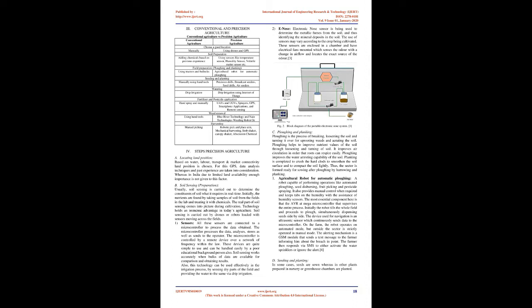2. E-nose. An electronic nose sensor is used to detect metallic fumes from the soil, and thus identify the mineral deposits in the soil. The use of sensors may vary according to the crop being cultivated. These sensors are enclosed in a chamber and have electrical fans mounted, which sense the odor with a change in airflow and locate the exact source of the odor.